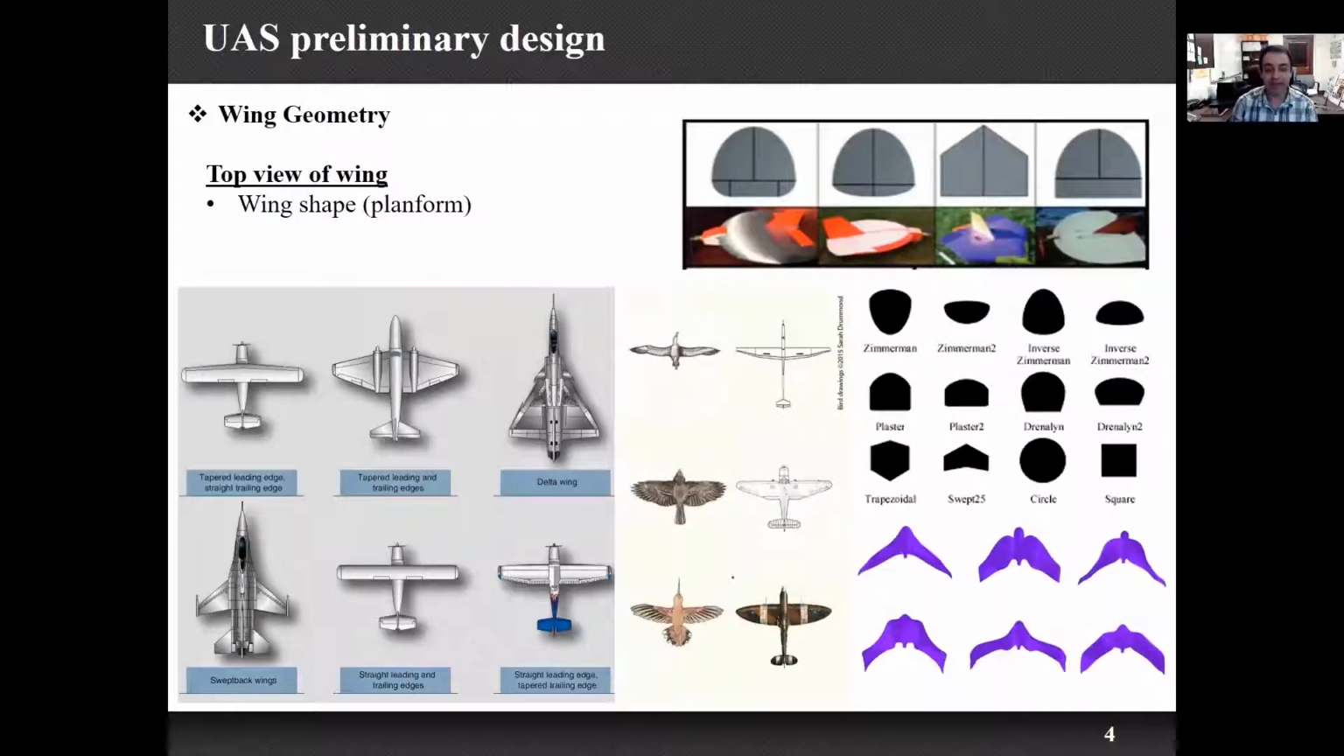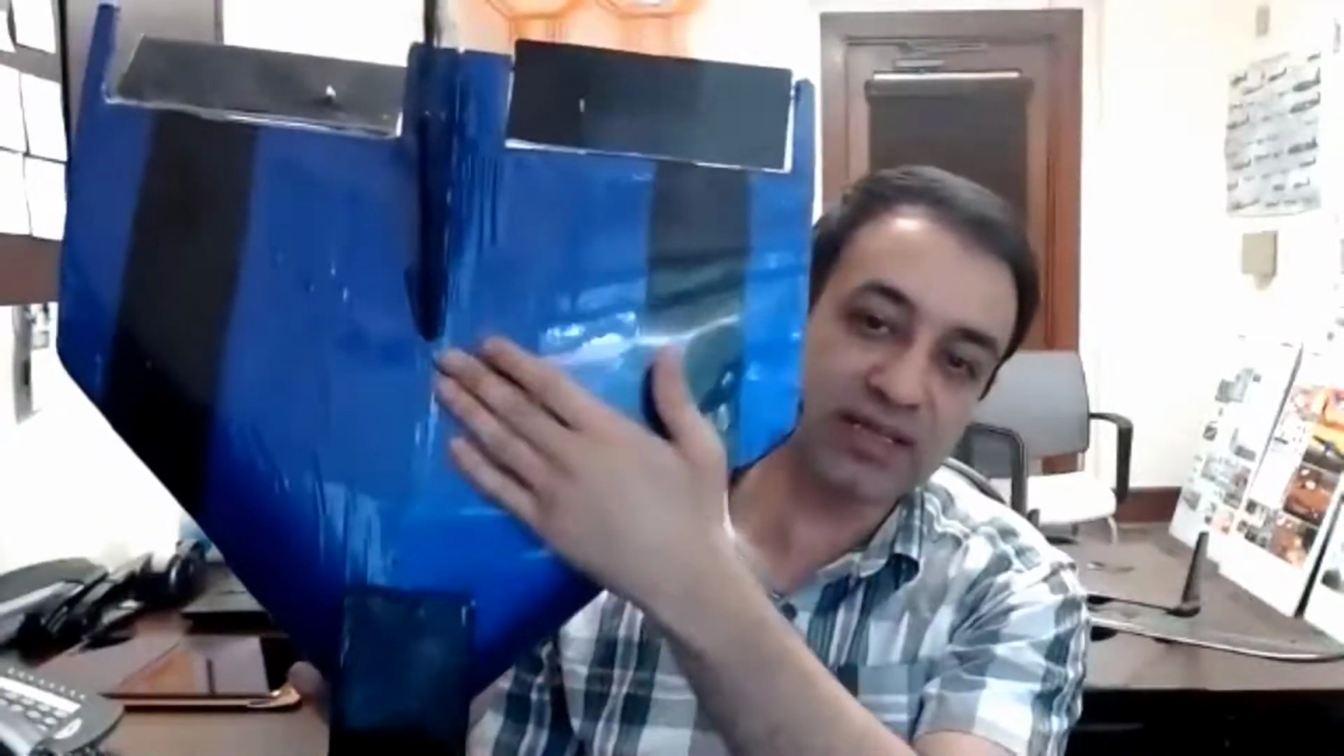Now in these slides, I'm going to talk in more detail about the wing shapes and each one of these wing geometries. First, the factor that we have from the top view of the wing is the wing shape or planform. We call it planform specifically for micro drones or micro aerial vehicles, which have fixed wings. For example, this wing shape that you can see here is going to be a delta wing shape. The shape of the wing is delta.